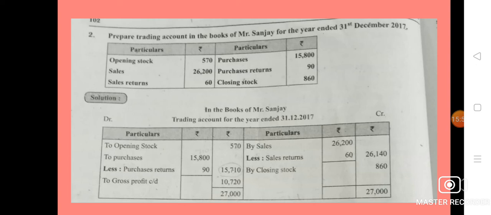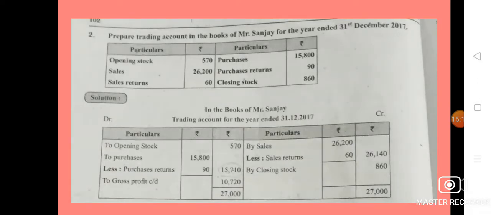So what is the formula for total sales? Cash sales plus credit sales minus sales return. Okay, so the sales value is given, the credit sale value is not given. So we only subtract the returns. So sales 26,200 minus sales return 60. So we get the remaining value, 26,140, which will be entered into the outer column.